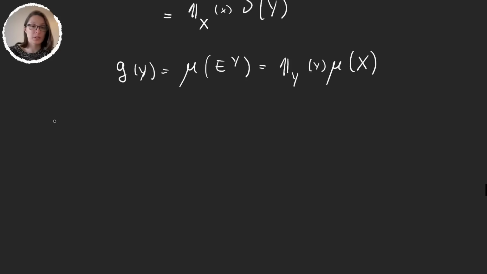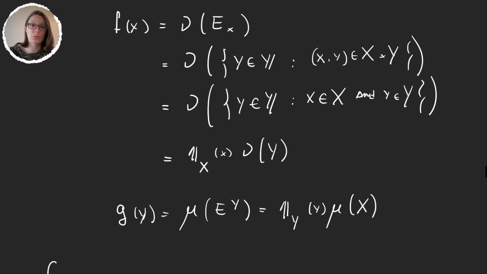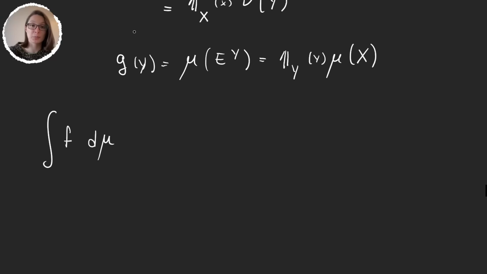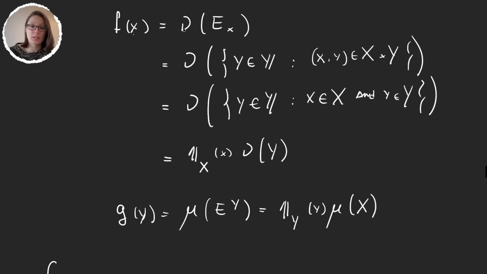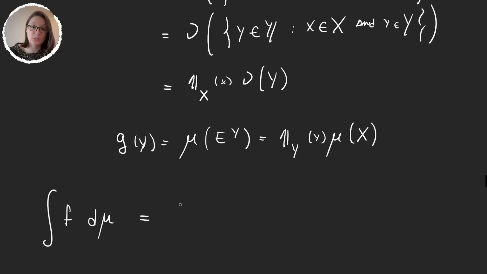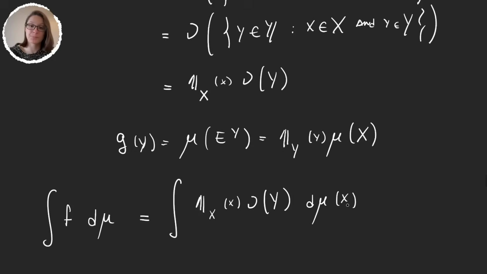So we're going to start with the integral of f with respect to mu, because f is a function of x and mu is the measure in the space x. What is this? Well, we just said that this function f is the characteristic on x times nu of y. So we are integrating the characteristic on x times nu of y, and all this with respect to mu of x.